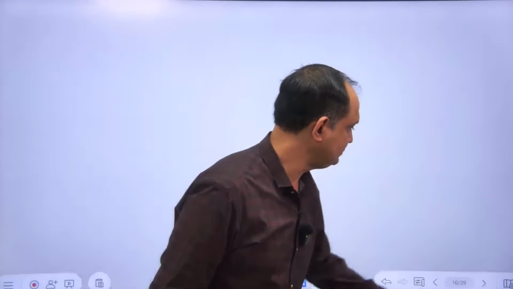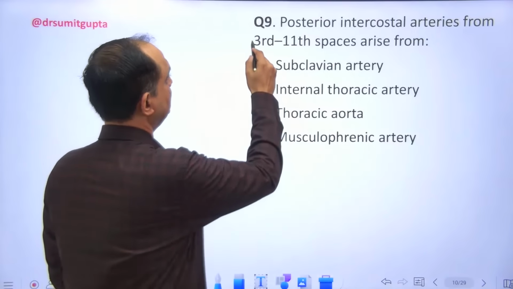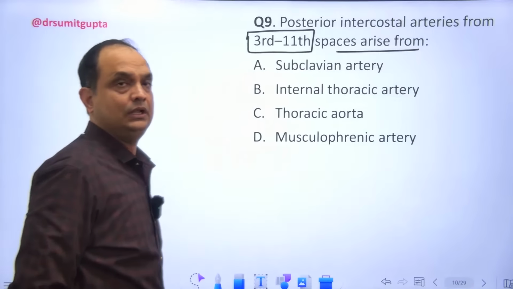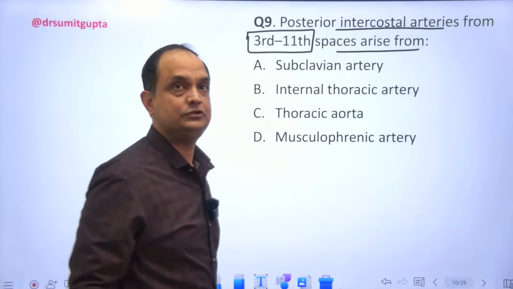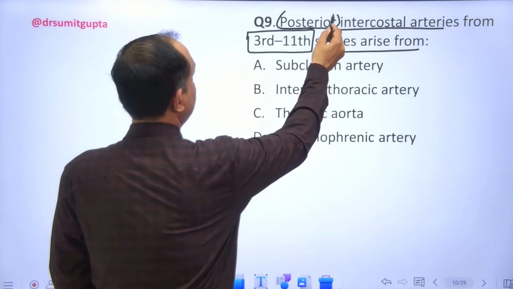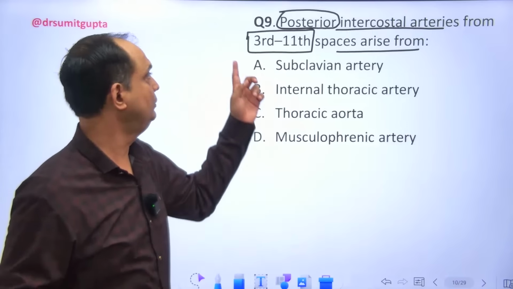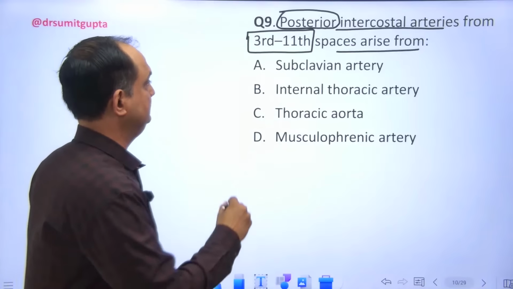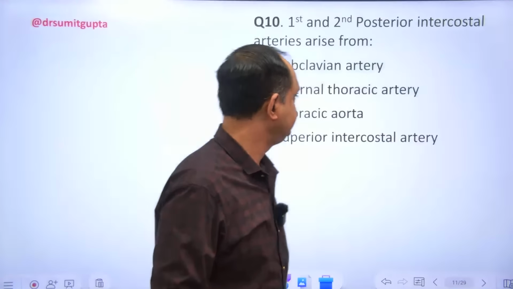Now I'll move to the next question. Posterior intercostal arteries from the 3rd to 11th space arise from. Now, when you are dealing with the intercostal arteries, there are posterior and anterior. Now, we are here asking about the posterior intercostal arteries, and the posterior 3rd to 11th arise directly from the descending part of the thoracic aorta. So, the answer is C.